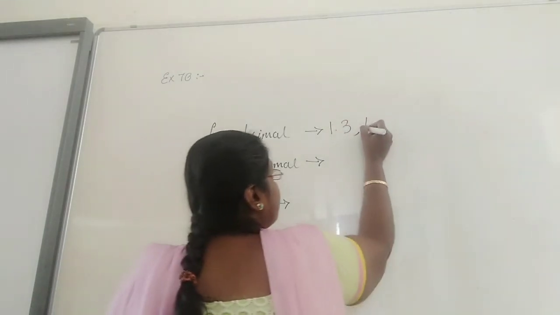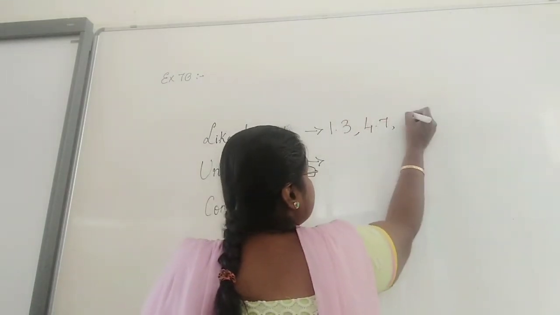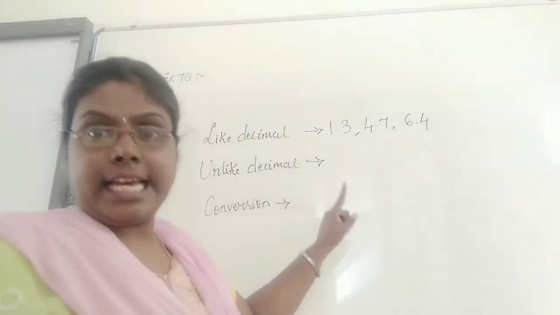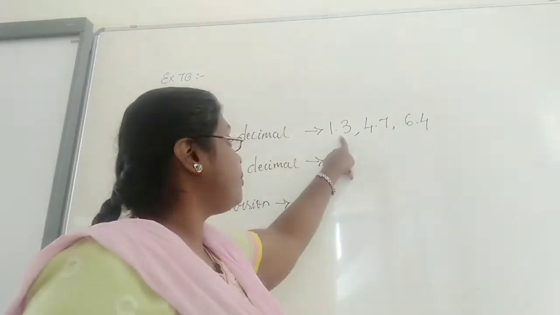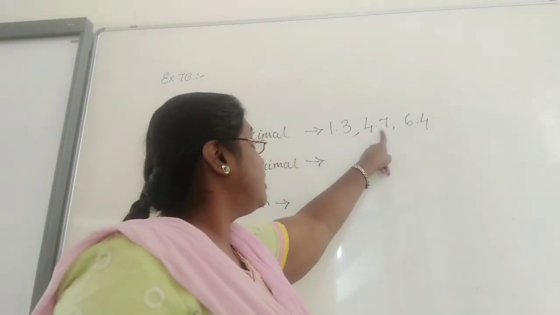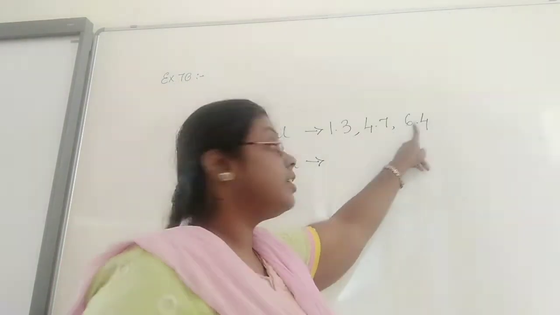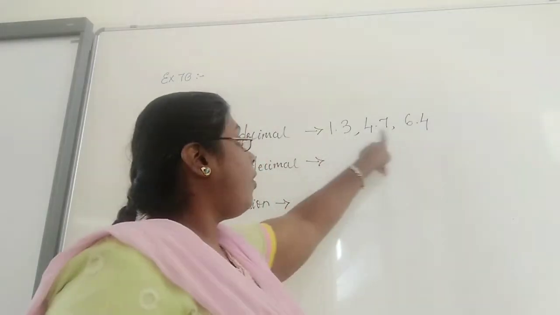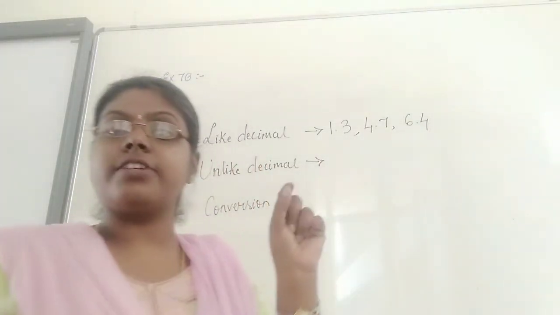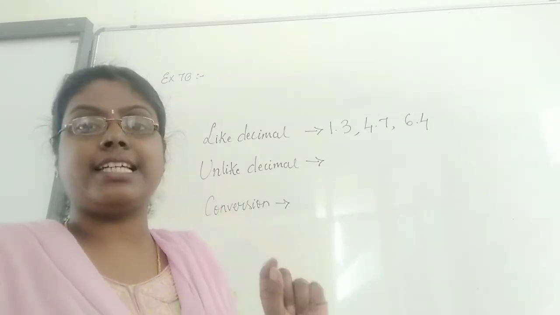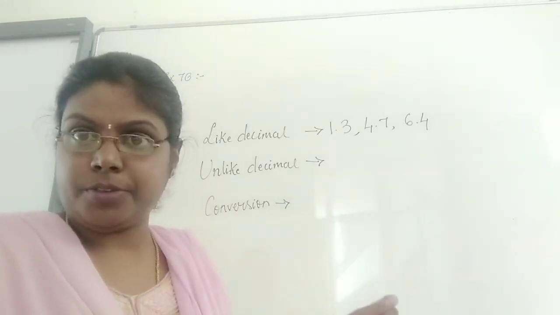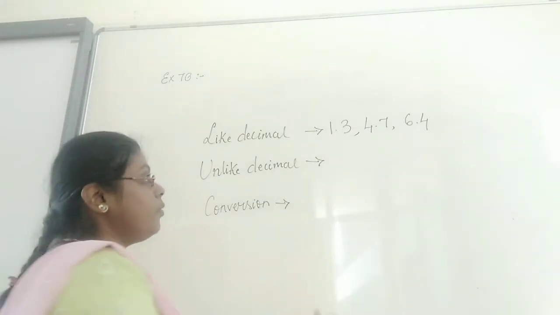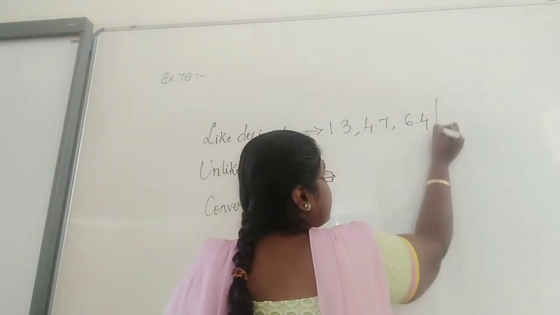1.3, 4.7, 6.4. Okay. Now, if you see these examples, after the point you have one digit. Here, after the point you have one digit. After the point you have one digit. So all the decimal numbers have one digit after the point, so it is said to be like decimals. This is one example.